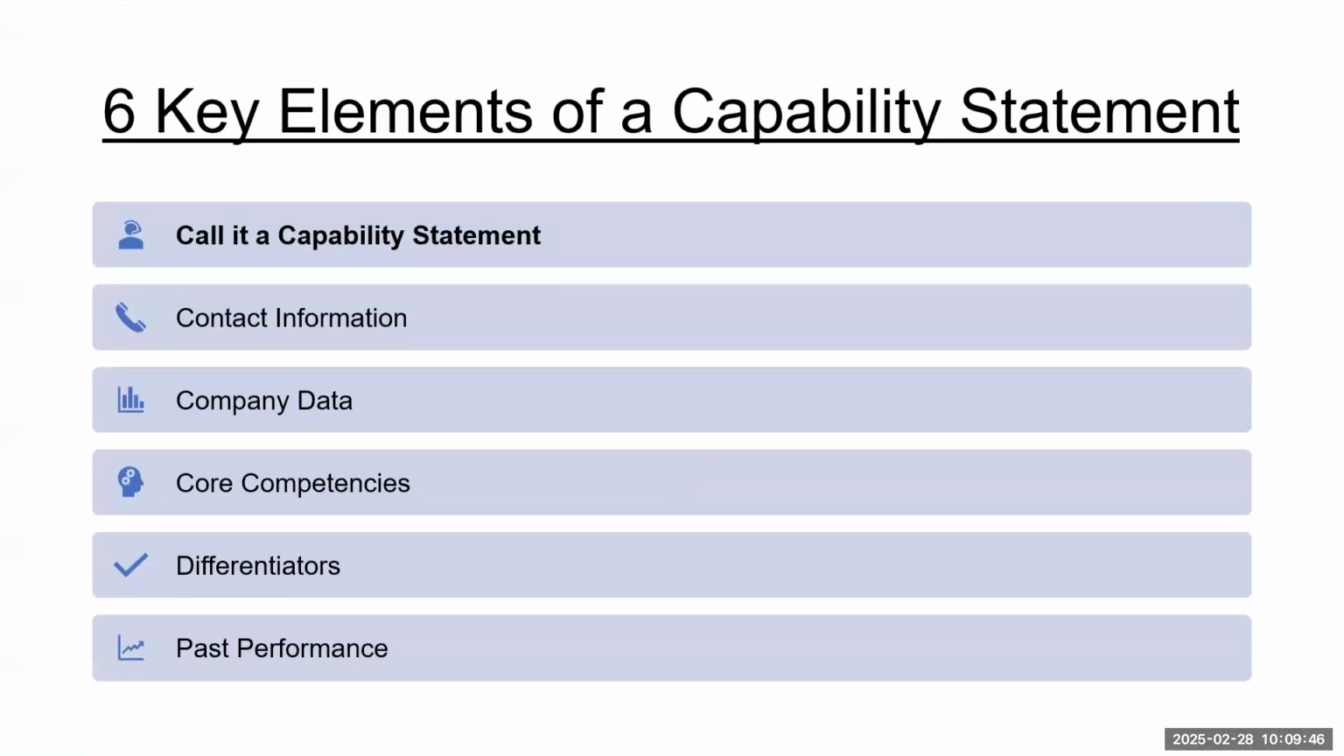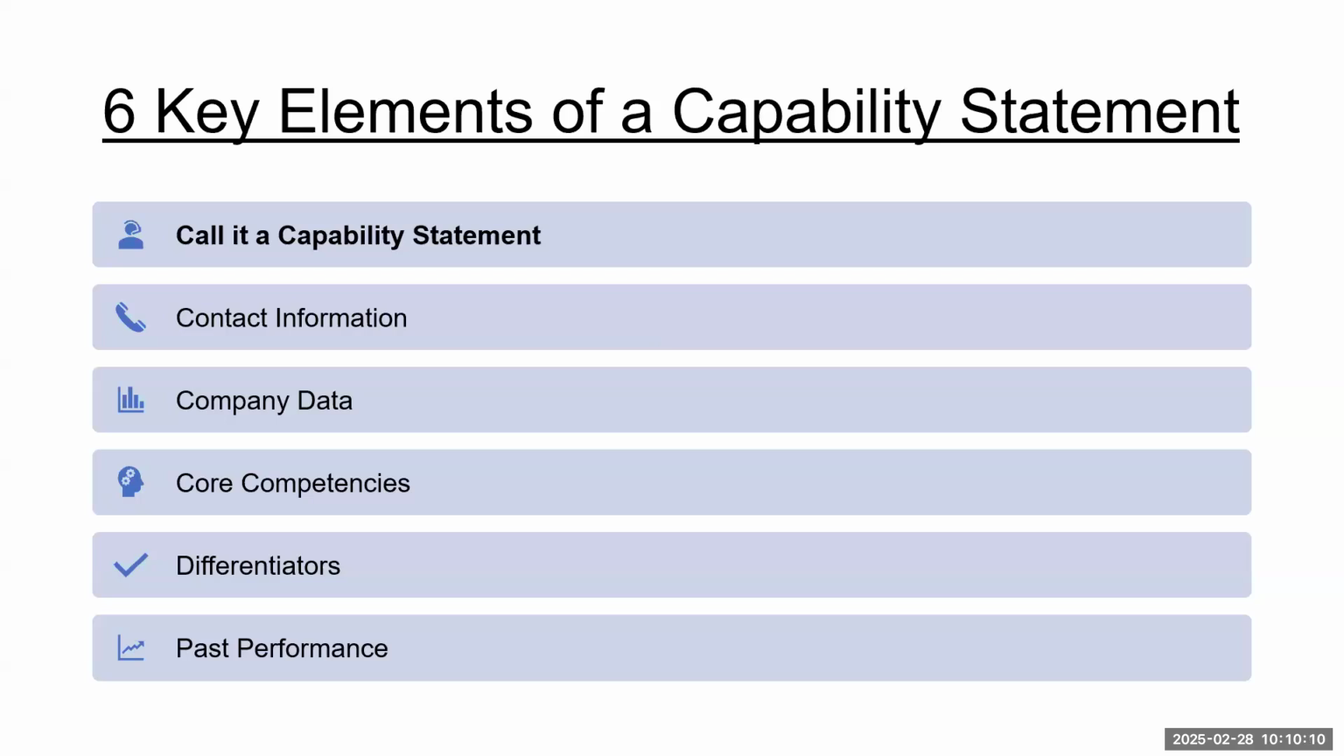So there are going to be 6 key elements of a capability statement. Right off the bat, it's going to be called a capability statement. Please make it clear, middle of the page, bold type, that you are giving them a capability statement to review. You're going to have contact information.